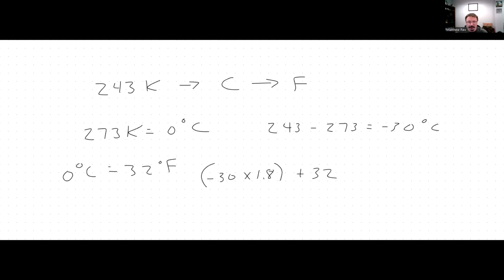So we get negative 54. We add 32, and we get negative 22. You could do 273.15 if you want. You'll get something just a little tiny bit different than this, 22 or negative 22.5, something like that. But out of all your answer choices, obviously, that's the only one that's remotely close. So you go with that negative 22.